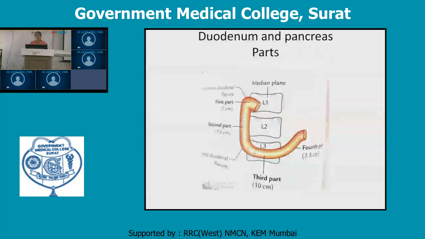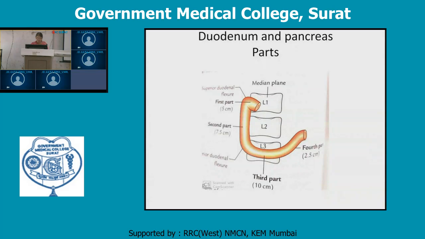Now see the parts of the duodenum, what are the foregut parts and what are the midgut parts. Again you can see here that it is at the level of the upper three lumbar vertebrae, L1, L2, L3. These are the bodies of three lumbar vertebrae, and you can see the duodenum is very close to the midline. The first part of the duodenum starts from the pylorus, runs upward, backward and towards the right, and reaches up to the superior duodenal flexure.